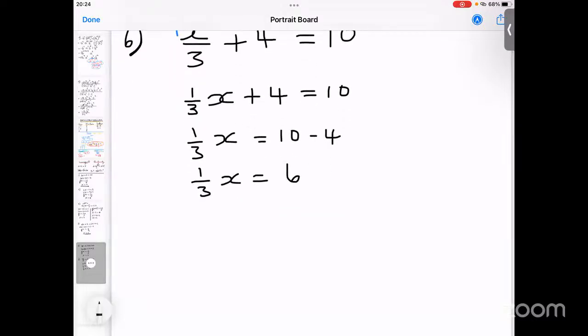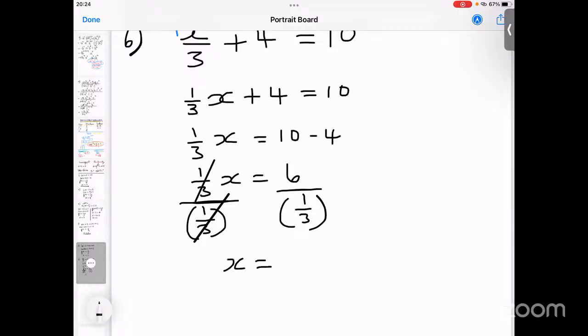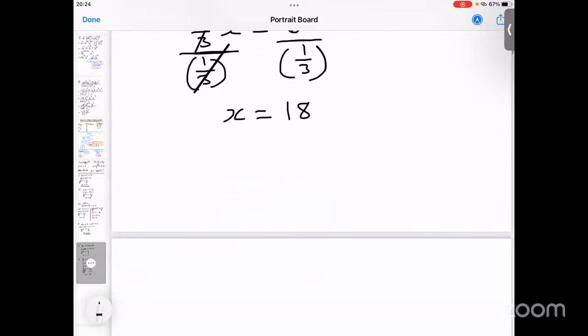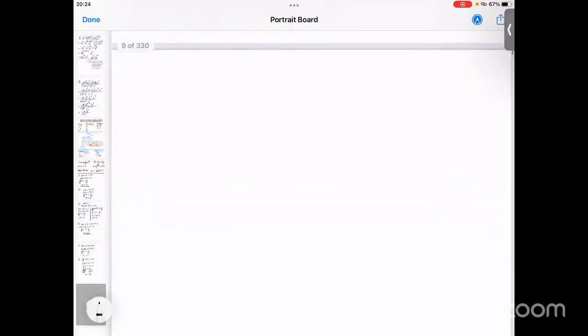So now, what else can you do? What you know is that you just want to remove or detach anything that is attached to the letter x. That is why you will divide both sides by that 1 over 3. So that cancels with that. And then you end up having, trust me when I say, if you punch that on your calculator, it might give you 18. For now, let's just assume that it is 18. We'll therefore continue with it.